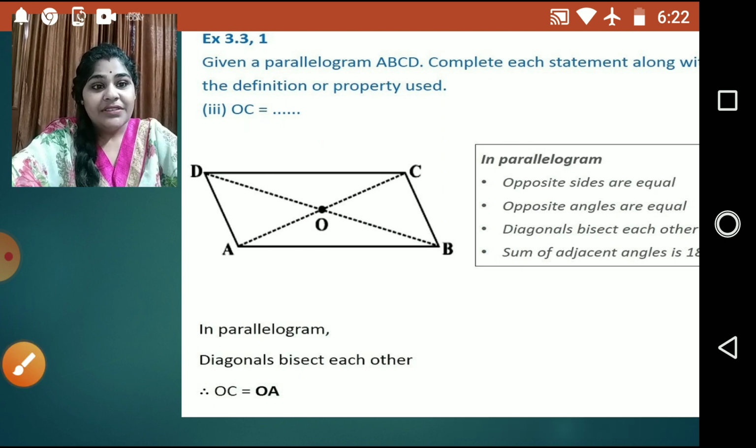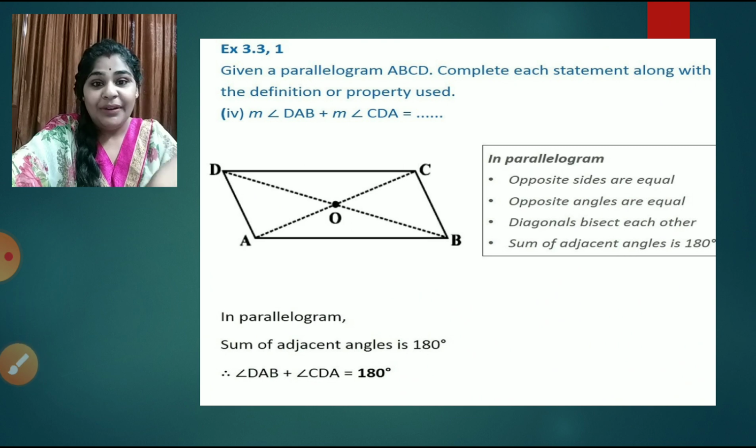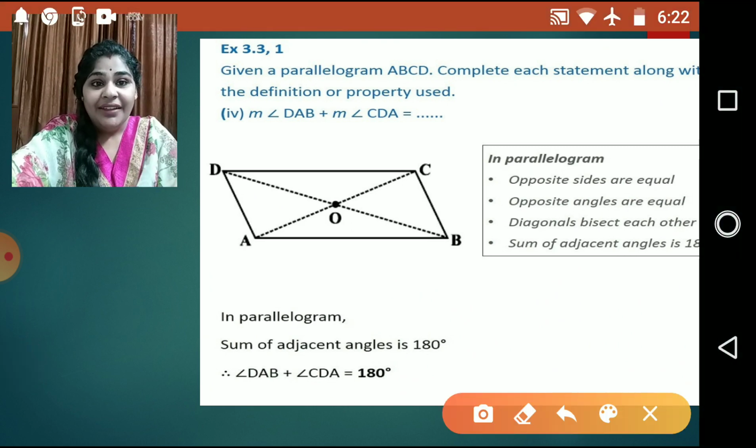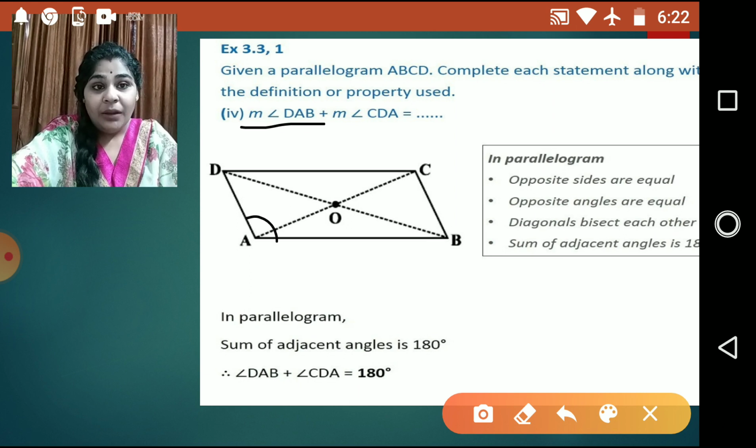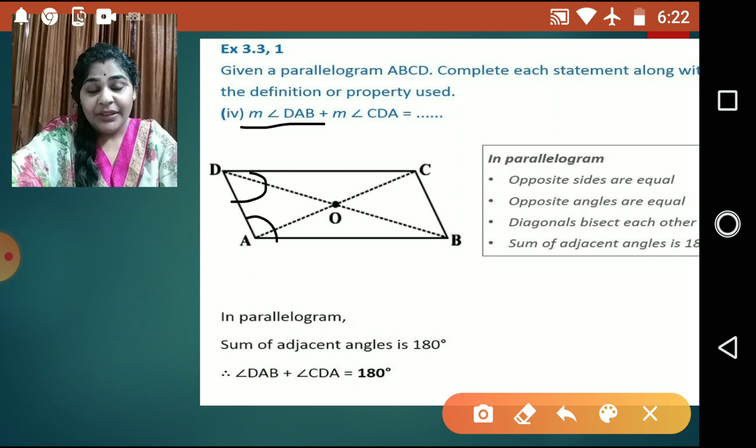So let us proceed. The last statement is given. The fourth one: measure of angle DAB, that is this angle in the figure, plus measure of angle CDA, that is this angle. You can see now these are adjacent angles of the given parallelogram.